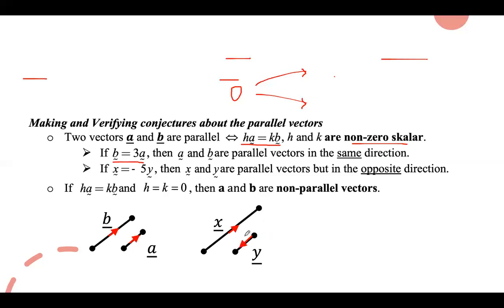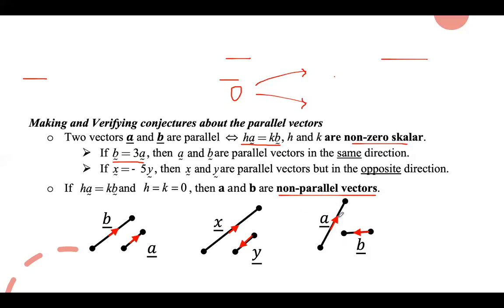If hA equals kB and h equals k equals 0, then A and B are non-parallel vectors. From number 1, we already found out that hA equals kB if A and B are parallel. So if A and B are not parallel, then h and k equal 0 here, not non-zero scalars. These are the diagram, so non-parallel.